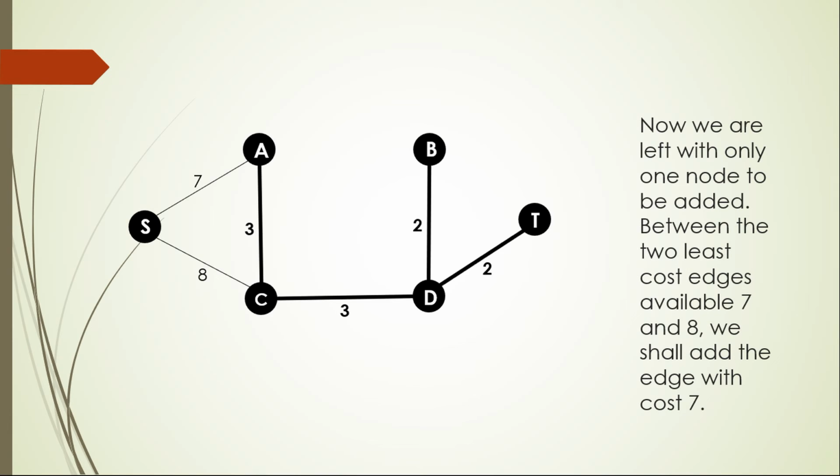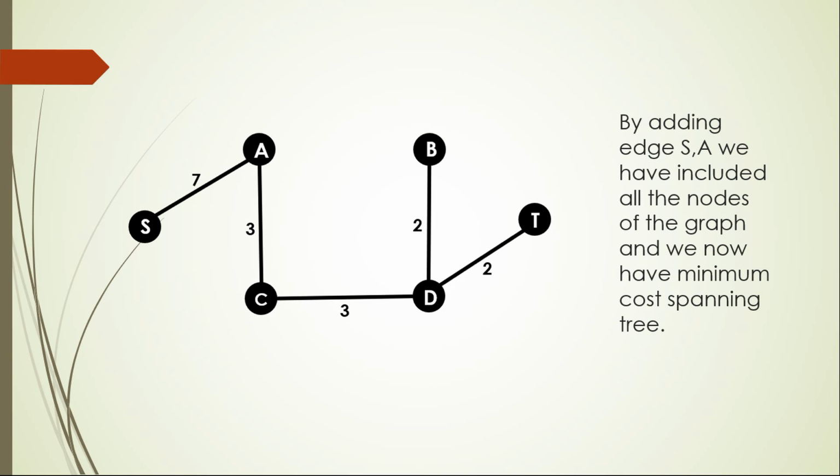Now we are left with only one node to be added. Between the two least cost edges available, 7 and 8, we shall add the edge with cost 7. By adding edge SA we have included all the nodes of the graph and we now have a minimum cost spanning tree.